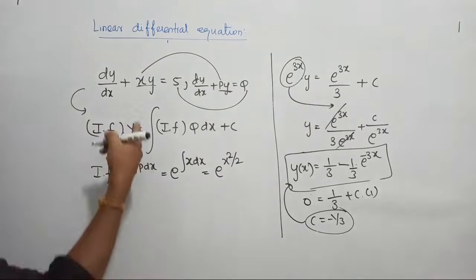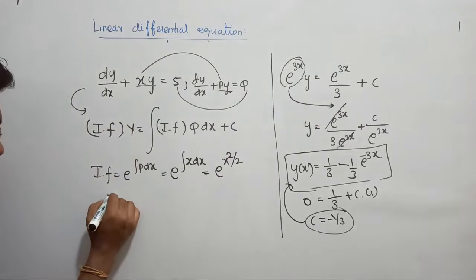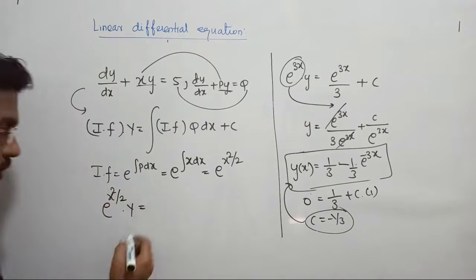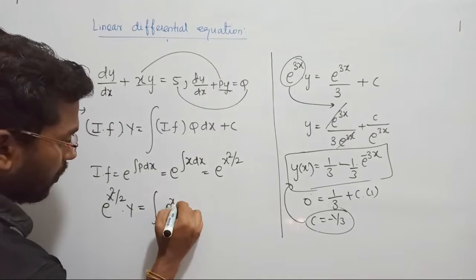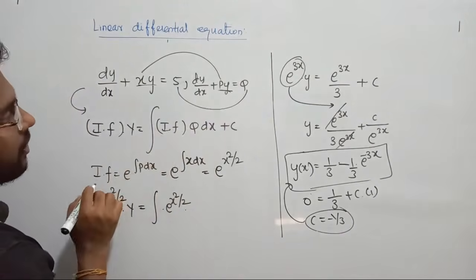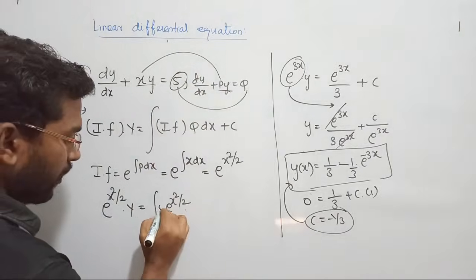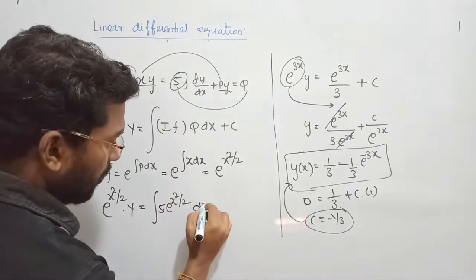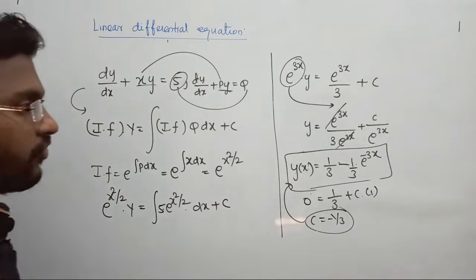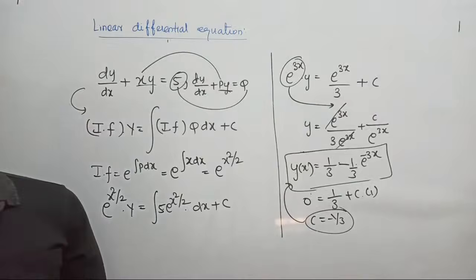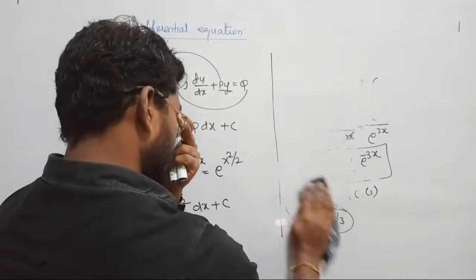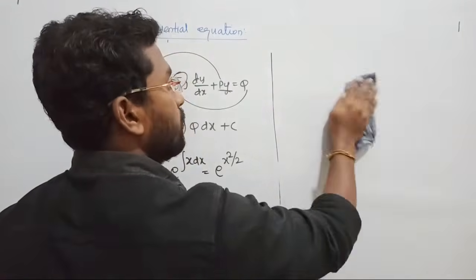Yes. Let's substitute this value into the solution. So e power x square by 2 dot y is equal to integral of e power x square by 2, that is the integral factor, dot q. How much is q? Q is equal to 5. So 5 is a constant, I am just keeping it here. Then plus constant c. Let's reduce this function. If I take integration for this function, what will I get? Please wait a second, let me rub this one first. Reduce the function further. Let's see what happened.